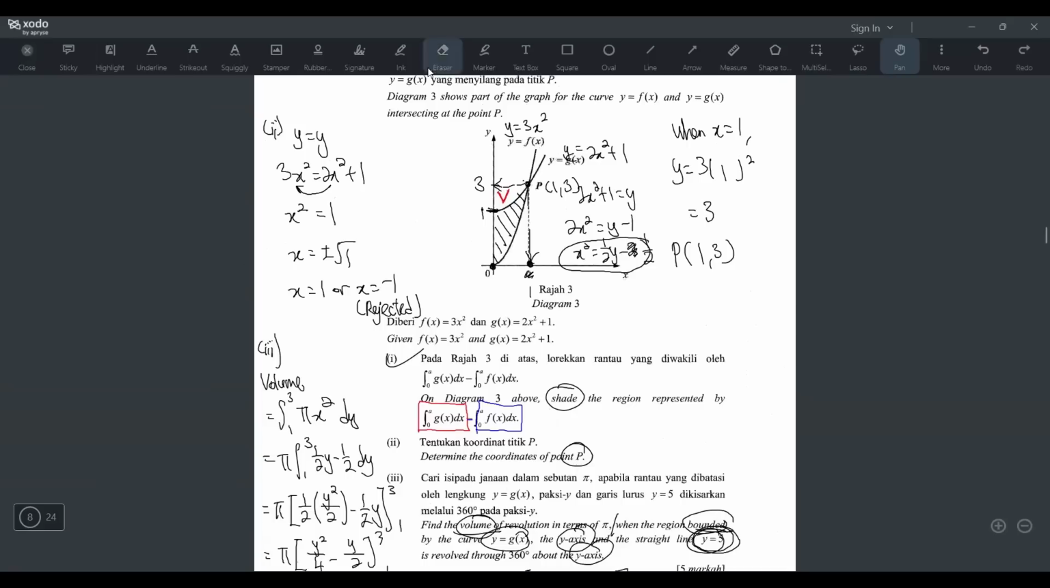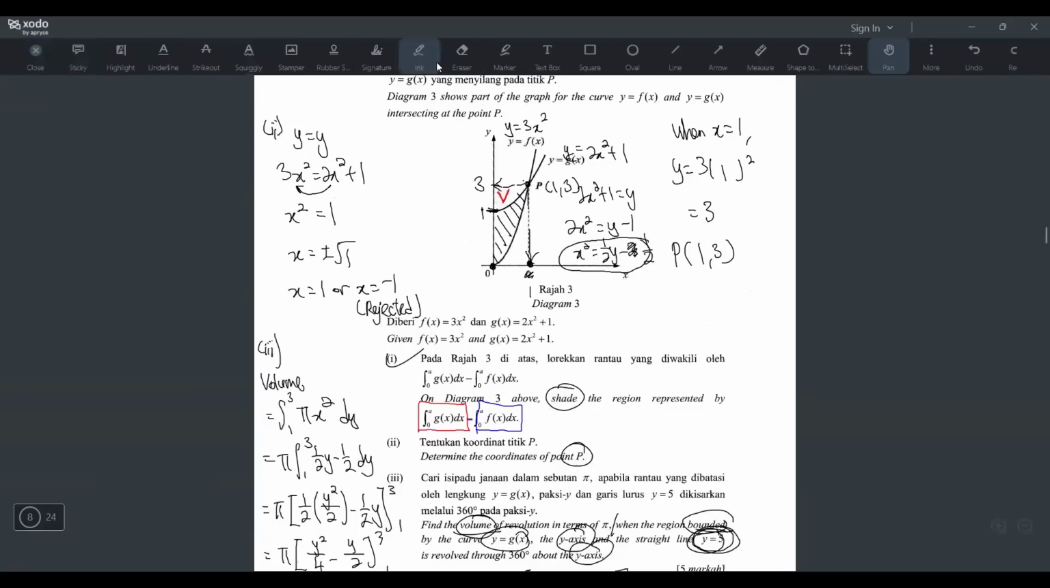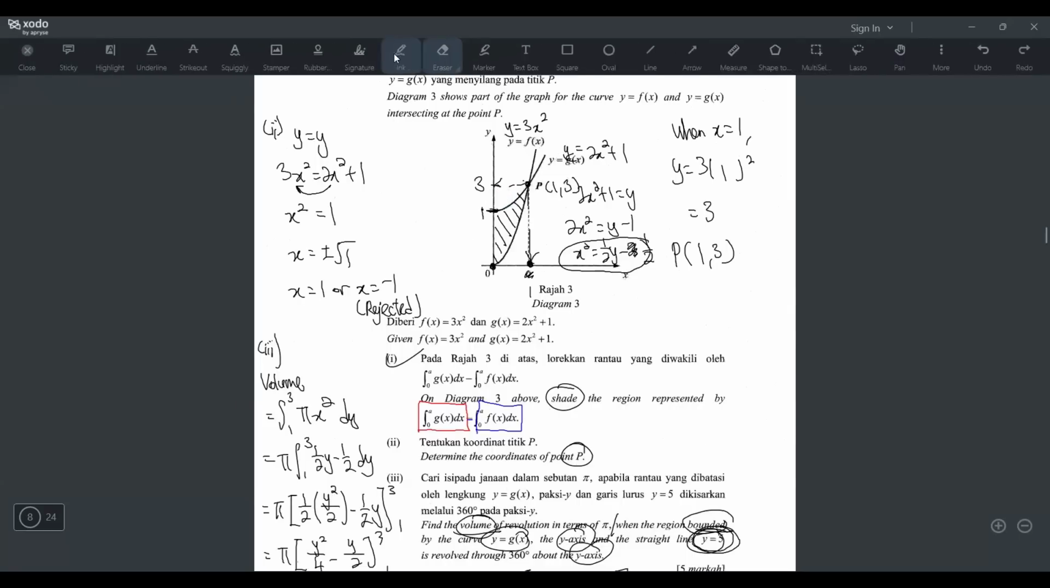So the region is not actually here. So sorry. The region is not here because they said region bounded by the curve, and then y-axis and y equals 5, right? I thought this one is y equals 3. I didn't look properly, sorry. So y equals 5, it should be here, right? So the region is actually like this. So actually, the limit has to be 1 until 5.